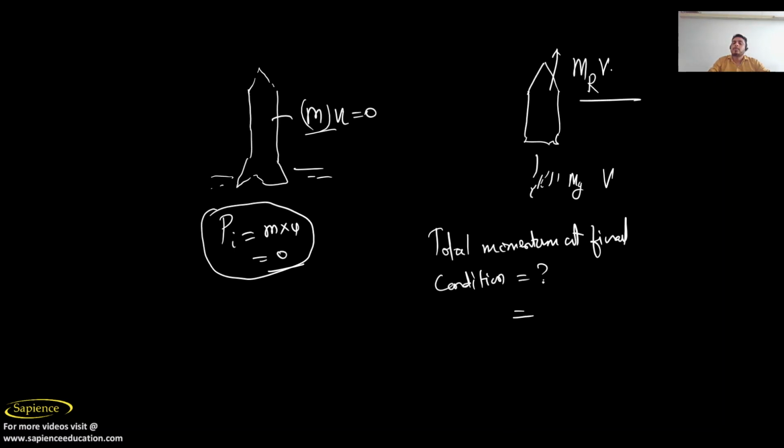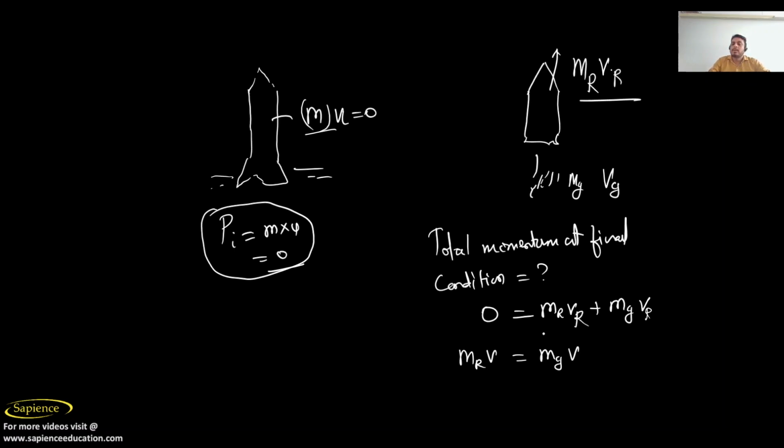So first of all, take the momentum of the rocket, that will be mr into velocity, plus momentum of the gas, that is equal to mg into velocity, and this will be equal to 0. Understood? So you will get a relation like this: mr into v is equal to mg into v. Velocity may differ. See here, you can take velocity of gas as vg, velocity of rocket as vr. So you can write it like this also.